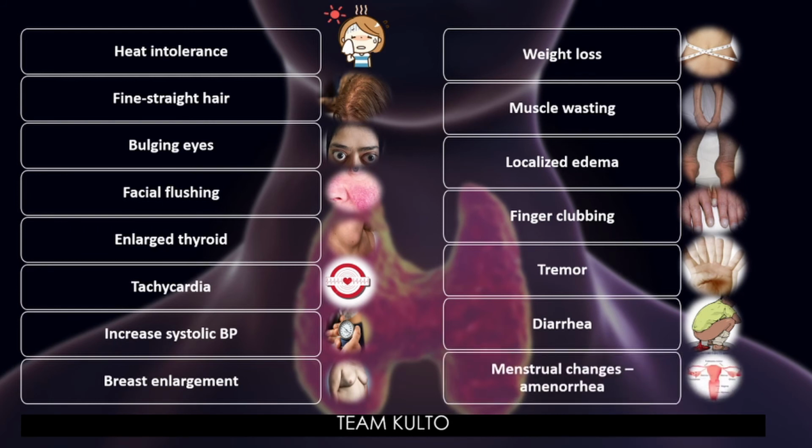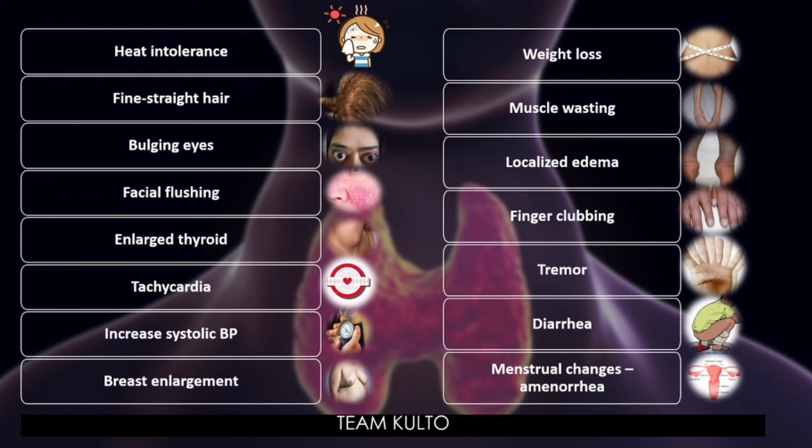Lastly, you have your menstrual changes, amenorrhea. In someone with hyperthyroidism, the thyroid gland produces too many thyroid hormones. This is different from hypothyroidism, where the thyroid gland doesn't produce enough hormones. This causes an acceleration of many of the body's functions and can lead to changes in the menstrual cycle. These are your clinical manifestations of hyperthyroidism.